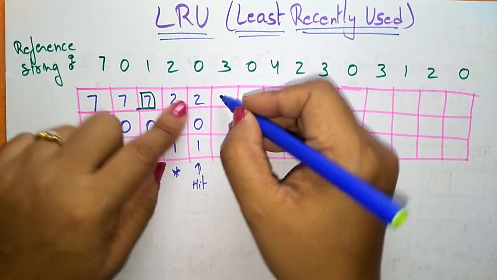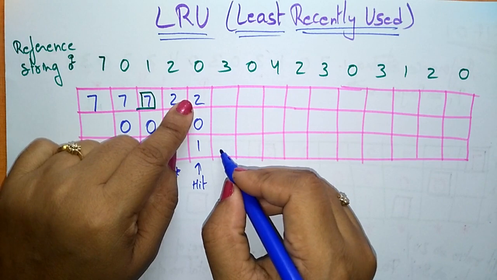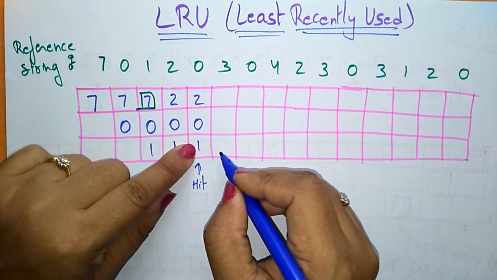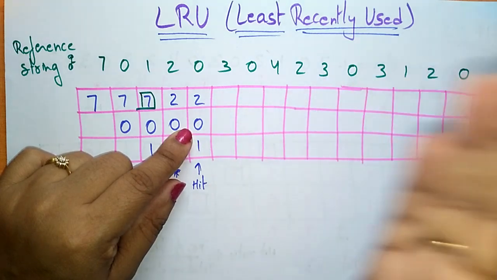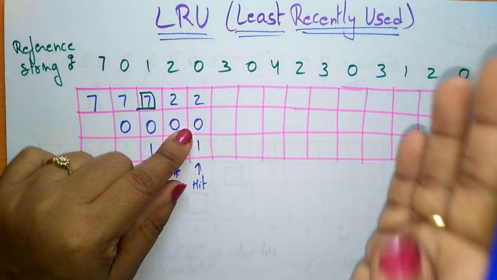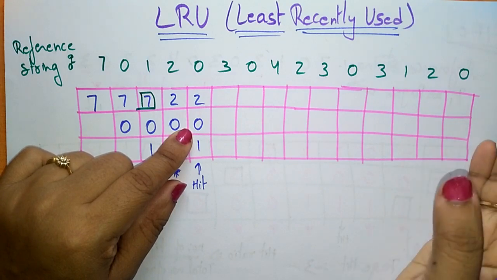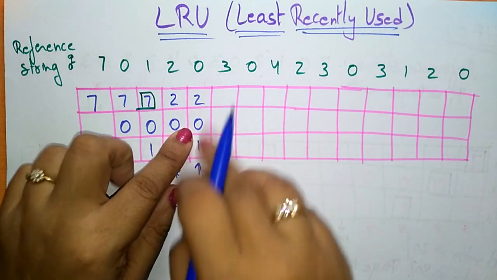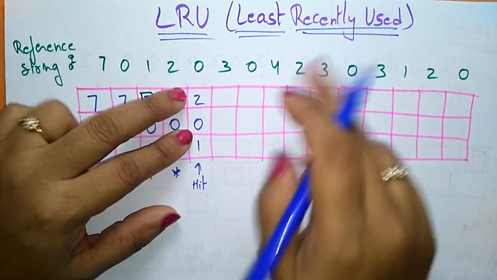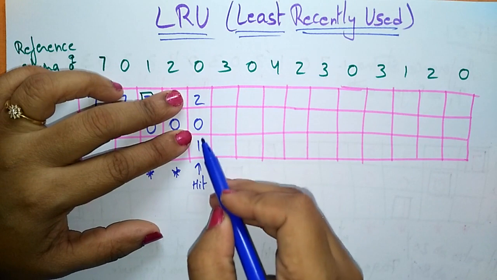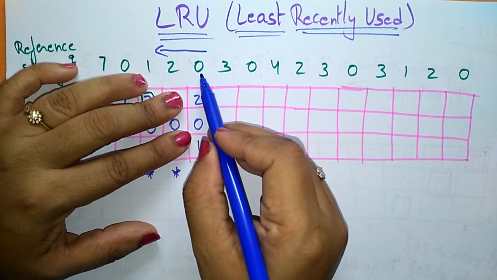Now I have to place 3. 3 is not present in the RAM, and if it is not present in the RAM it is a page fault. So I had to bring it from the disk. I brought the page 3, that is the reference string 3, from the disk. Then where do I place it? Follow the least recently used page replacement algorithm. What is the least recently used among 0, 2, 1? You have to check here. Which is the least recently used?